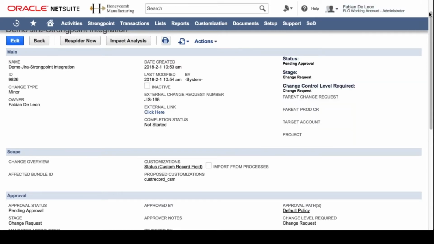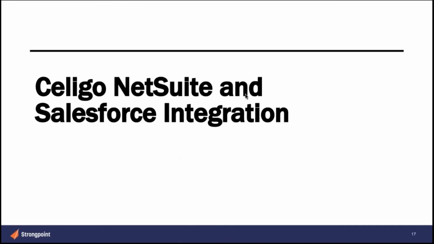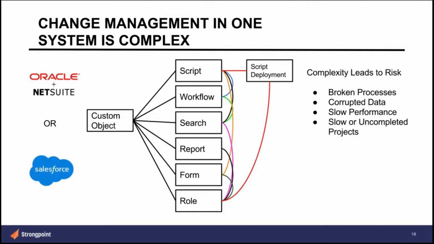So now we are going to go over another integration that is quite interesting for sure. We are talking about the Celigo integration for NetSuite and Salesforce, or for Salesforce or NetSuite and any other system. What we are talking about here is the fact that doing change management is already complex in only one system, with all the relationships between the objects and all the dependencies, and everything can go the wrong way if I make a change without really knowing the impact. So imagine when we add another system.